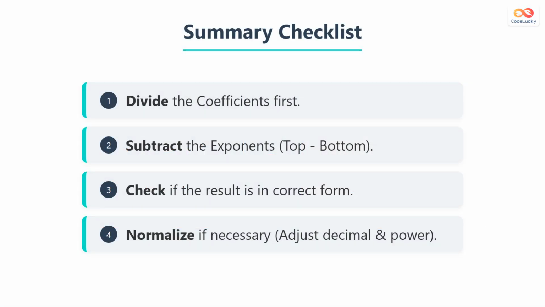Let's recap. Step 1, divide the coefficients. Step 2, subtract the bottom exponent from the top exponent. Step 3, check your format. And Step 4, normalize the decimal if needed. Follow these steps and you will get it right every time.